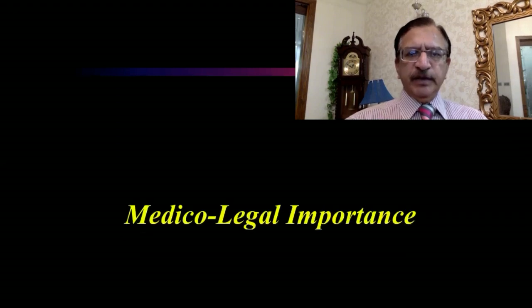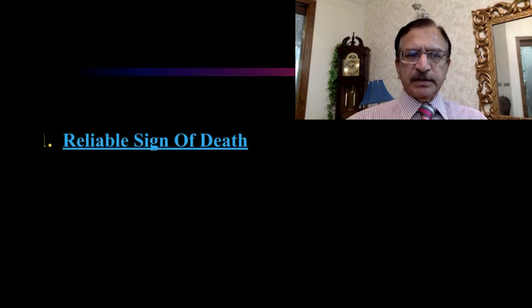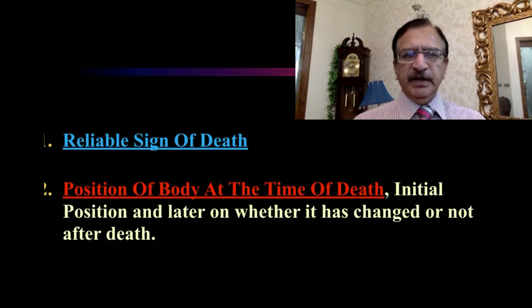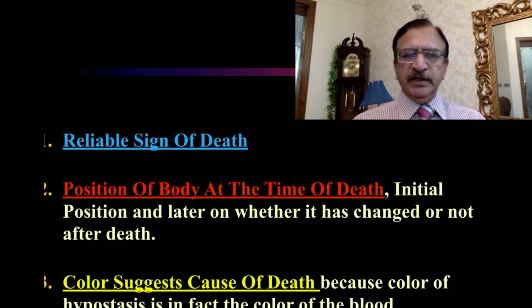Now, regarding the medico-legal importance, it is a reliable sign of death, and it tells about the position of the body at the time of death. The initial position and the later position, whether it has been changed or not changed, it tells us about this. Then the color suggests the cause of death, because the color of the hypostasis is the color of the blood.